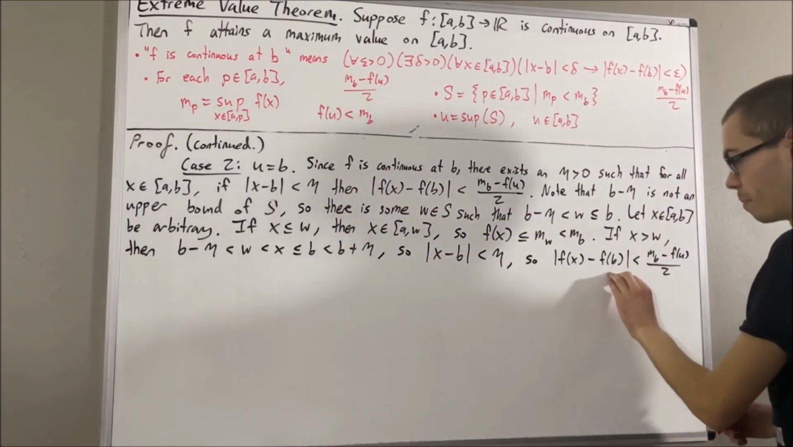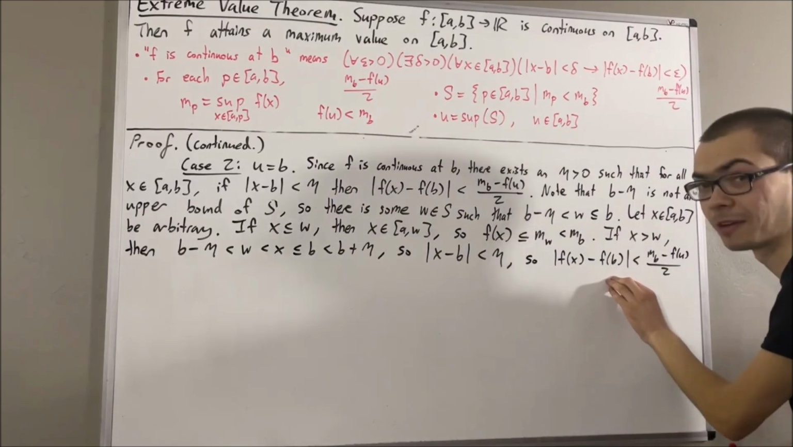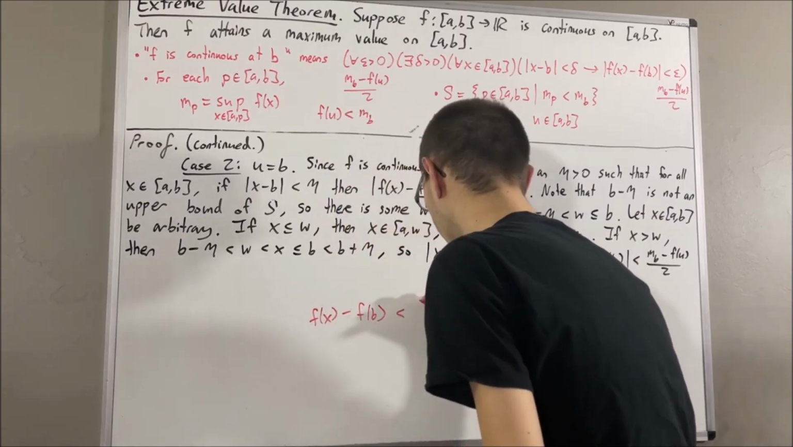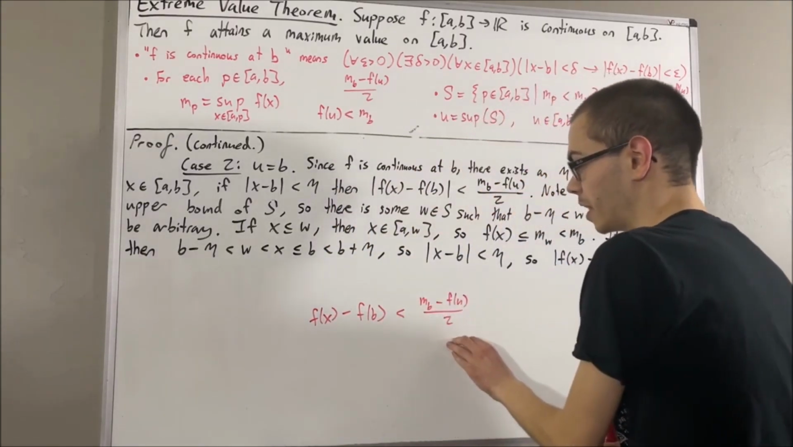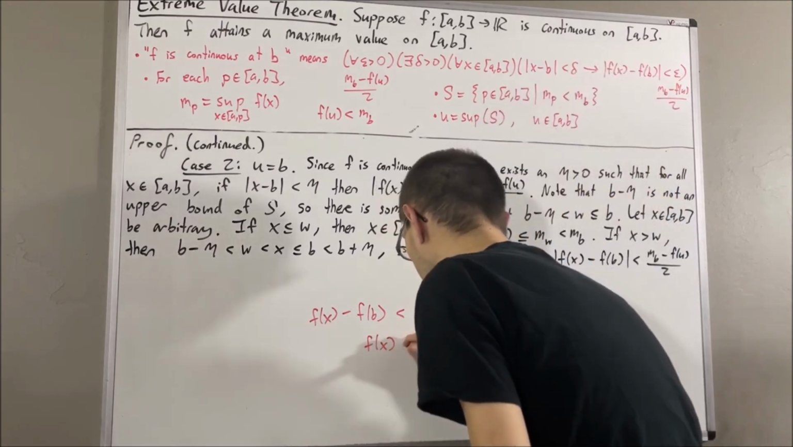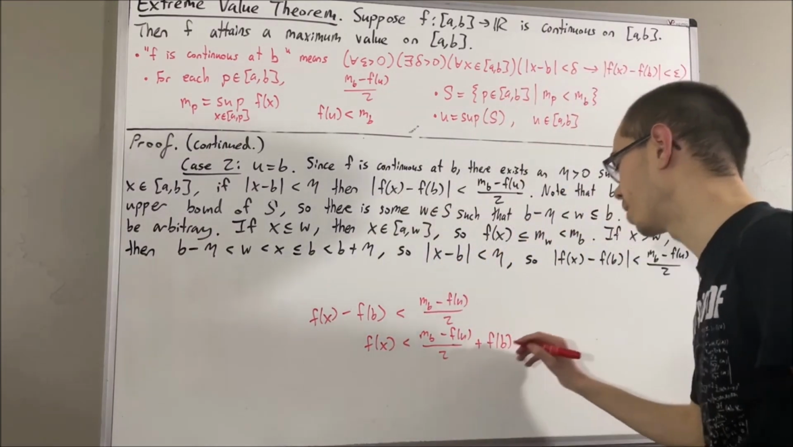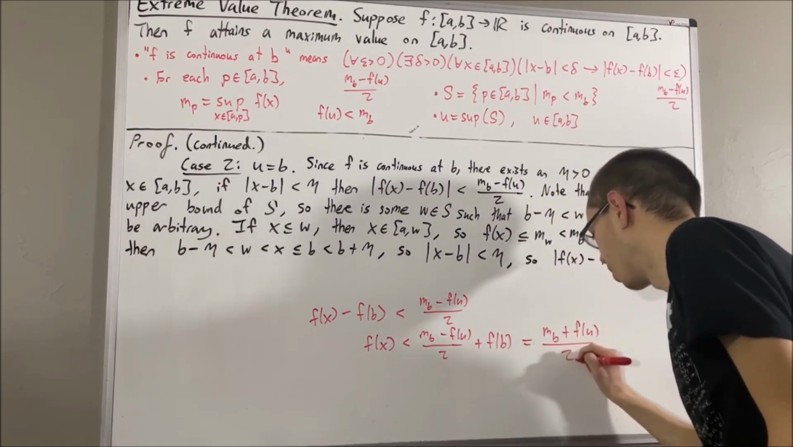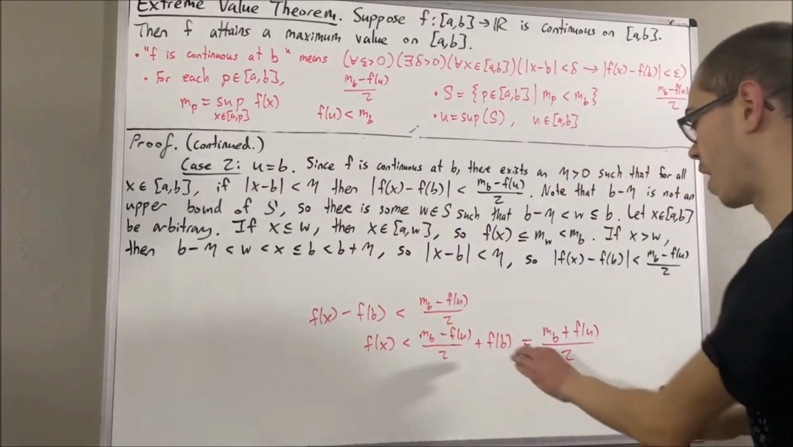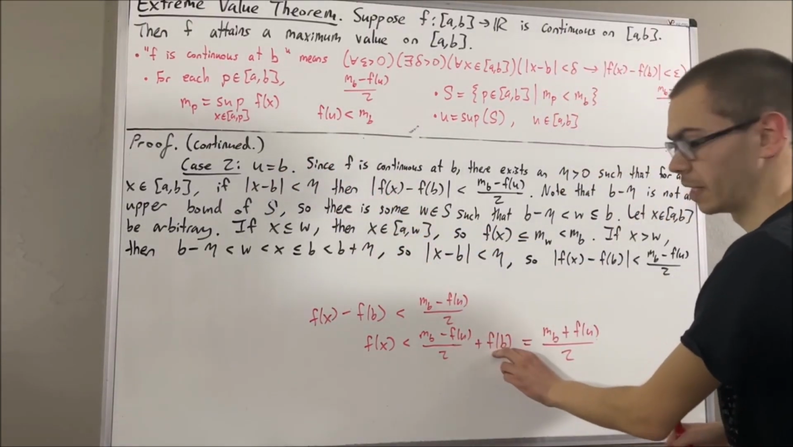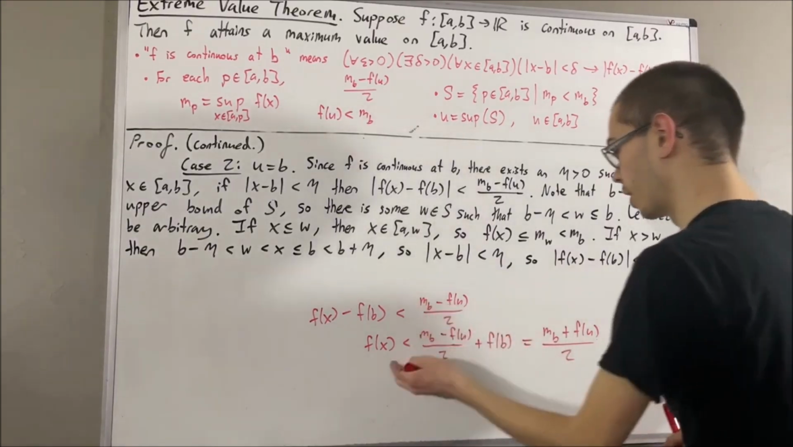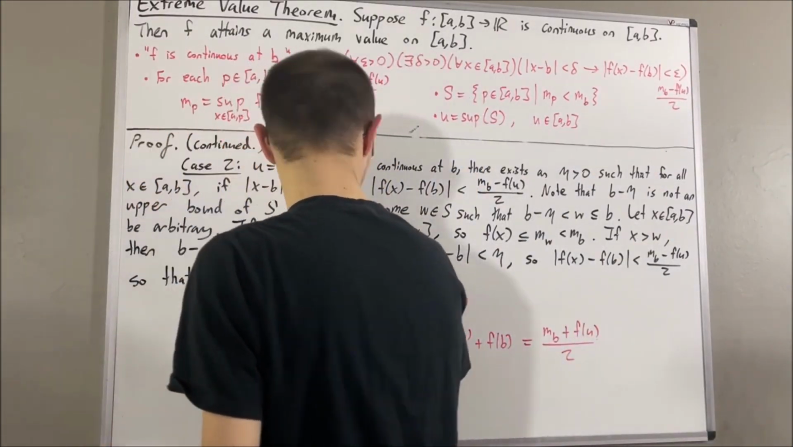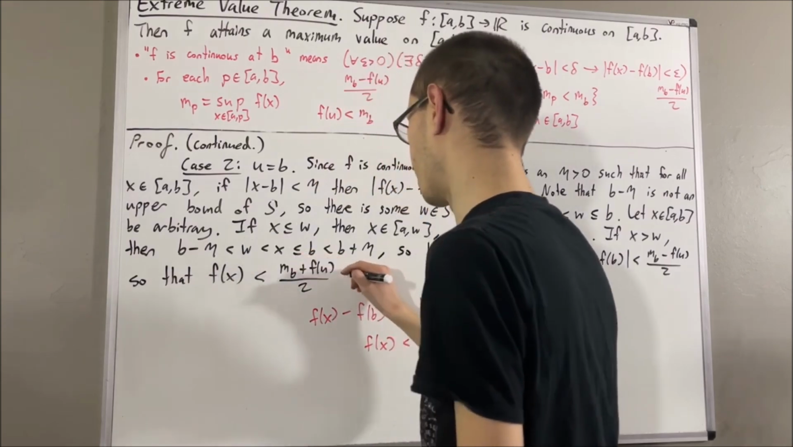We know that f of x minus f of b is less than or equal to its absolute value. So f of x minus f of b must be less than this quantity. So then, adding f of b to the other side, what do we get? We get this, but when we combine these two together into a single fraction, this is just (m_b plus f of u) over 2. Remember, b is equal to u, so f of b is just f of u, so they combine together like this. So we're going to get f of x is less than the average of m_b and f of u. And we know that this is less than m_b.